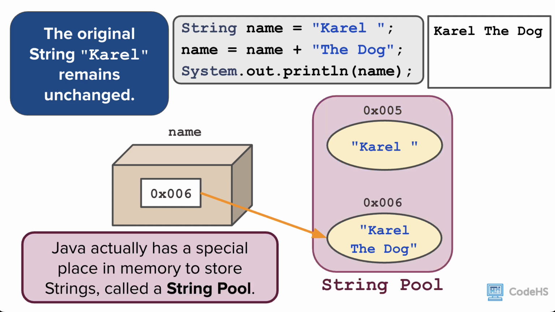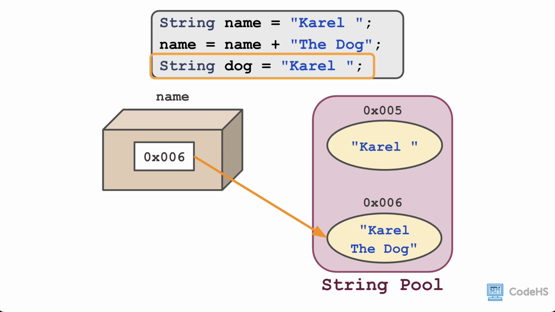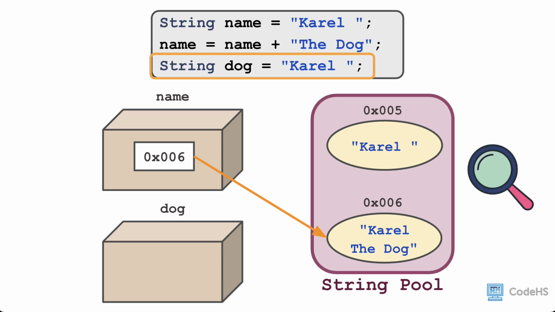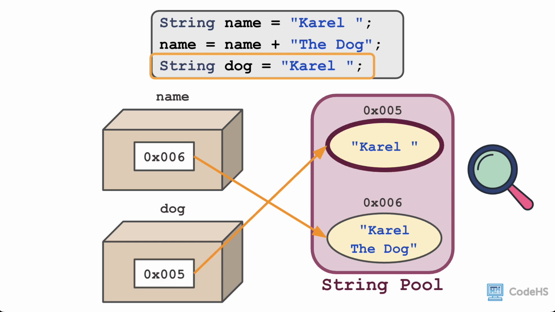Java actually has a special place of memory to store strings called a string pool. Java can use the string pool to optimize memory usage by reusing existing string objects. For example, let's say there is another line of code that creates a string variable named dog and assigns it the value of Carol. When Java creates a new string, it first checks the string pool to see if an identical string already exists. If the string already exists, like it does in this case, Java will point to the existing string in the pool instead of creating a new string.